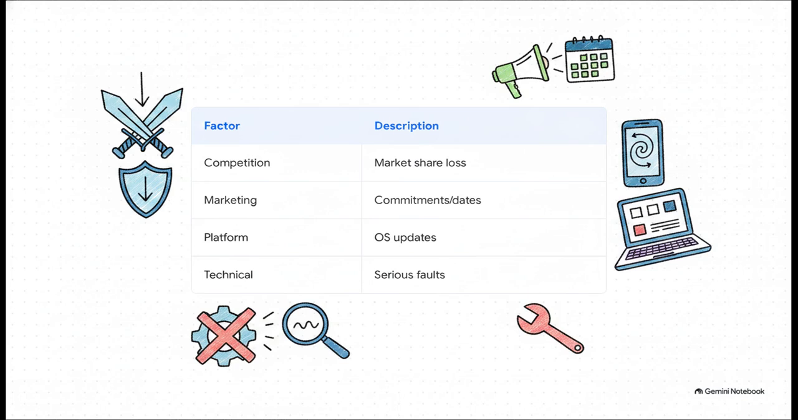There are 4 critical factors that dictate exactly when a business decides to launch a new release. First up is competition. You might literally be forced to release early just to match a rival's new feature. Second, marketing requirements. Maybe your marketing department has already publicly promised a release date, so you're locked in. Third, platform changes. If Apple or Microsoft releases a new OS version, you have to adapt your software to keep it working. And fourth, technical quality. If a critical bug is found, you have absolutely no choice but to issue a minor release immediately.